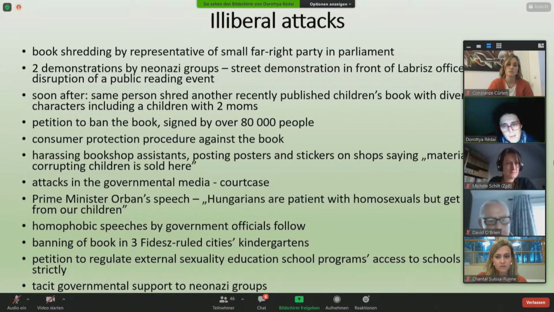And then there were 3 mayors who are Fidesz members who banned the book in their cities' kindergartens, which they cannot do, but they did. And then there was another petition launched by some family-focused organizations to regulate school programs like ours, access to schools more strictly. And in the background, there has been for the past few years a tacit governmental support of these neo-Nazi groups. They are never condemned for their neo-Nazi activities. So this is a very worrying trend.